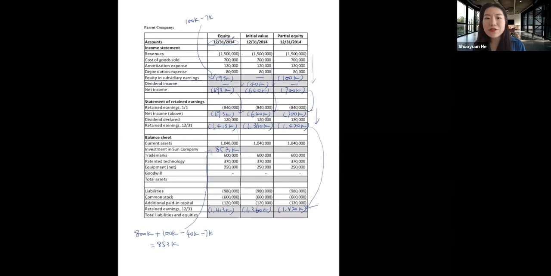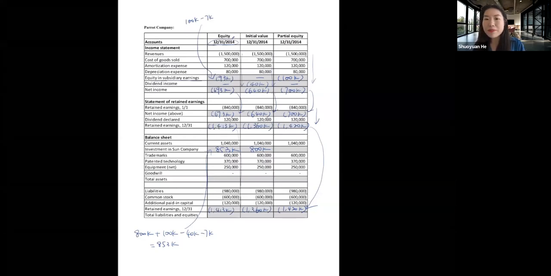If the firm has been using the initial value method, the only thing that ends up in the investment account is going to be your initial investment. None of the subsequent dividend, income, or amortization would impact your investment account.